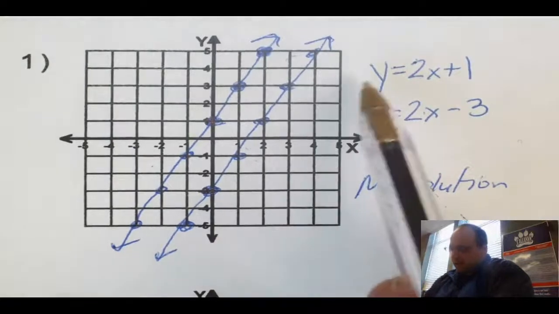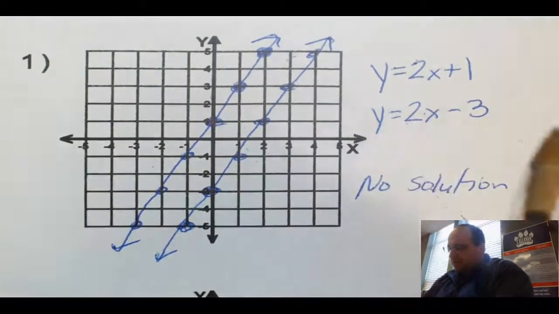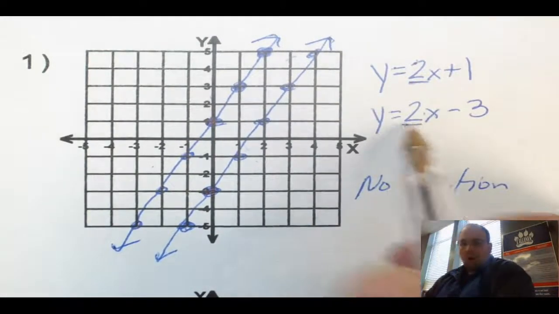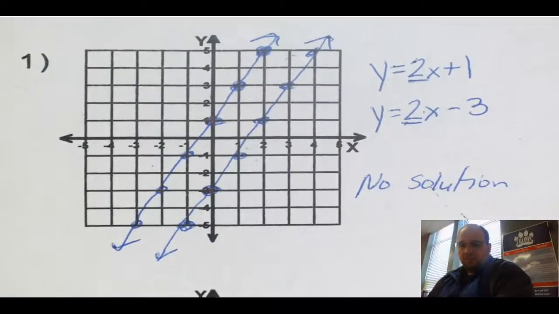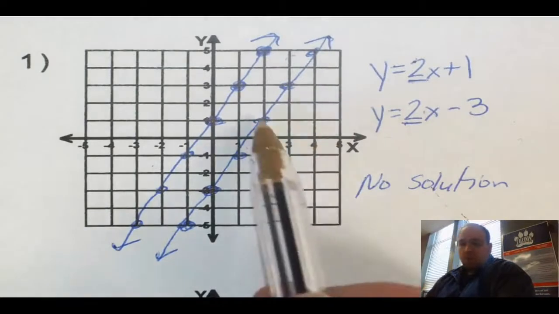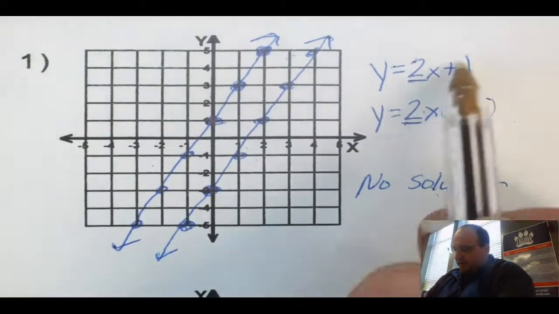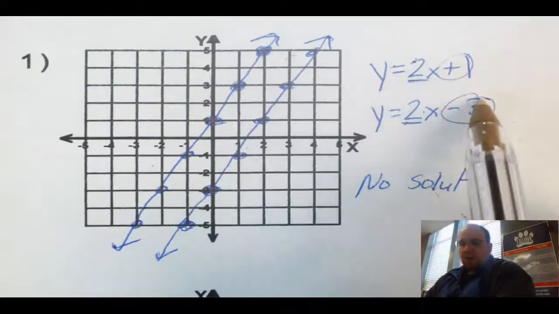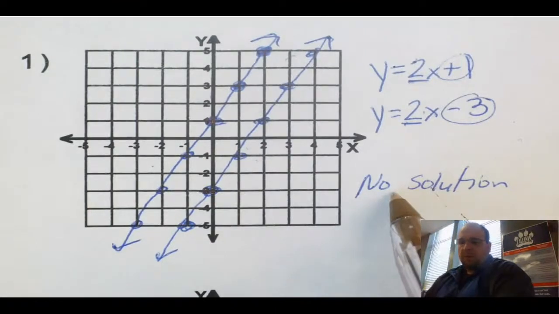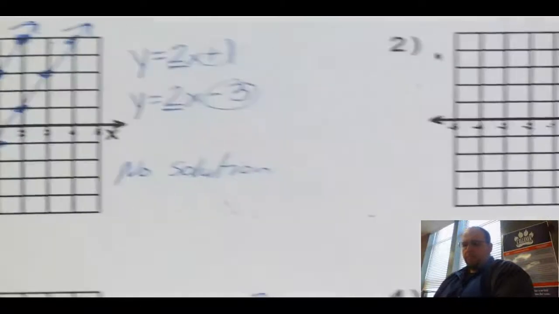I can look at the equation and also determine whether or not it's no solution. How I do that is I look right here at the slope. The slope of both equations is 2. That tells me they're going to go up by the same amount each time. I notice also that they start at different points. Because they start at different points and have the same slope, I know it's going to be no solution.